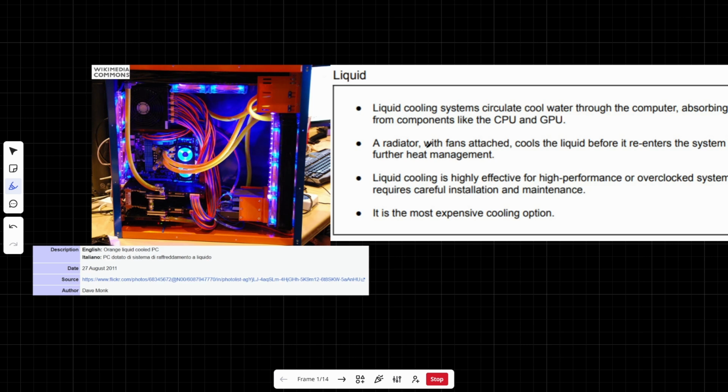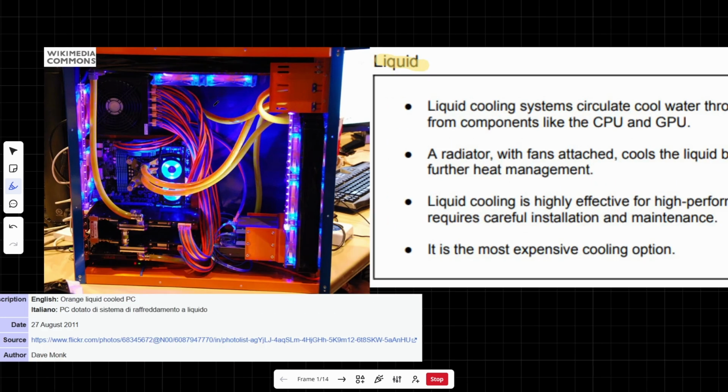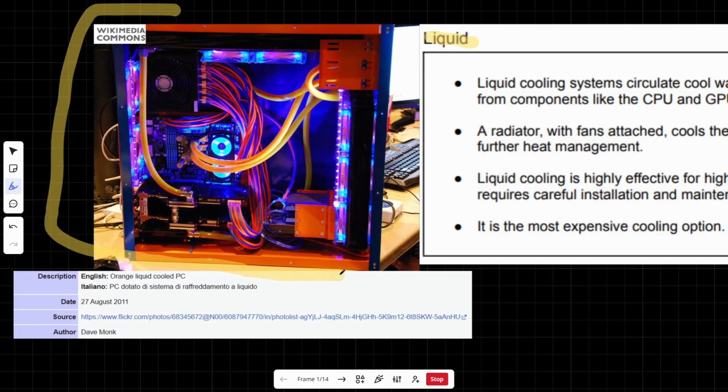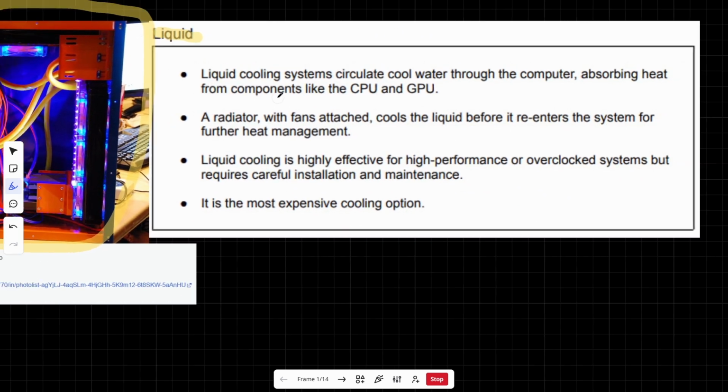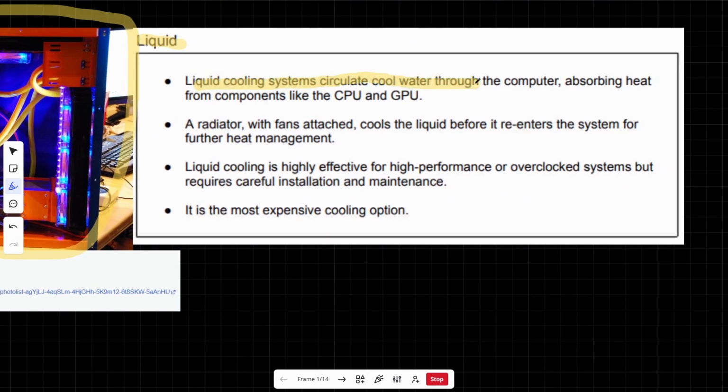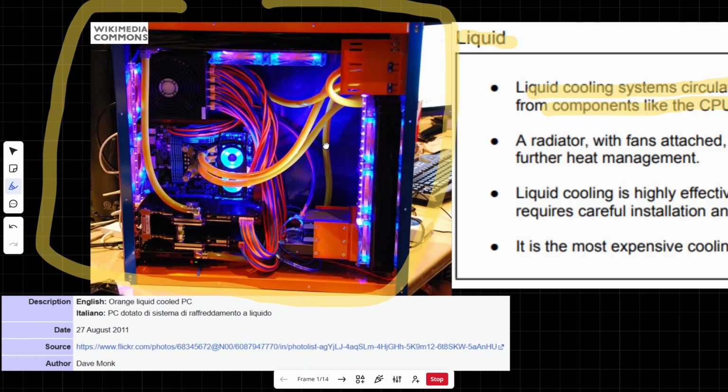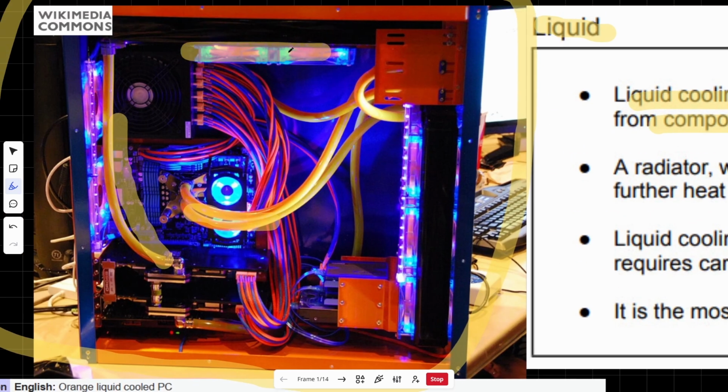The final one is liquid cooling, guys. So, generally you'll find this in these really high-tech looking cases and machines. Liquid cooling systems circulate cool water through the computer, absorbing heat from components like the CPU and the GPU. You can see, guys, the water is circulating through these pipes and it's being cooled, right? So you've got cool water circulating through. Of course, that's going to cool down your machine.